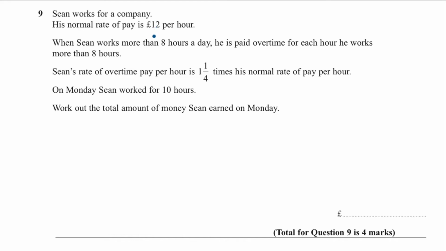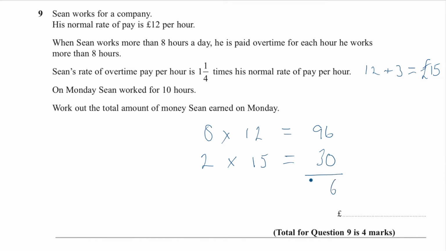So we know he's normally paid £12 per hour, but when he does overtime, it's 1.25 times his normal rate. The easiest way to do that is to say, well, 1 times 12 is 12, but there's also 1/4 of 12, which is 3. So he is paid £15 per hour for overtime. So on Monday, he worked for 10 hours. Now we know that he did 8 hours at £12. So we've got to do 8 lots of 12, which is of course 96. But he did 2 hours more, because he did 10 hours. So 2 hours at £15, and 2 times 15 is 30. Add those two up, and we find that he's paid £126.